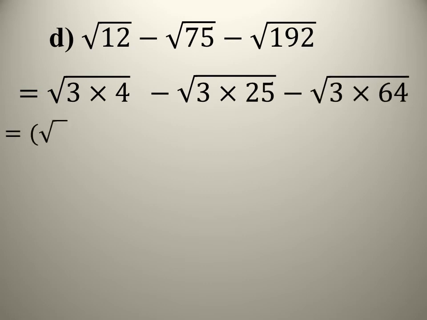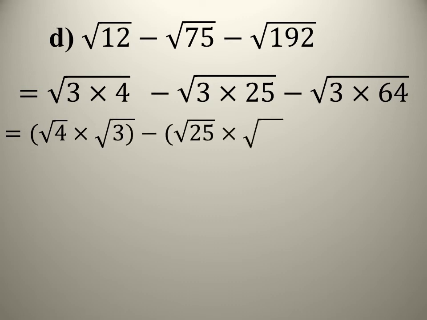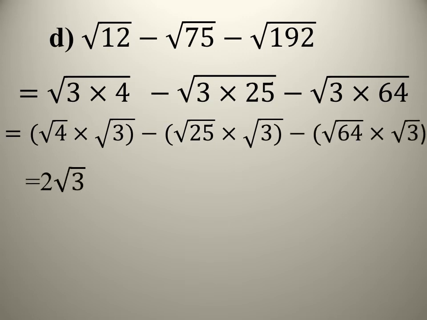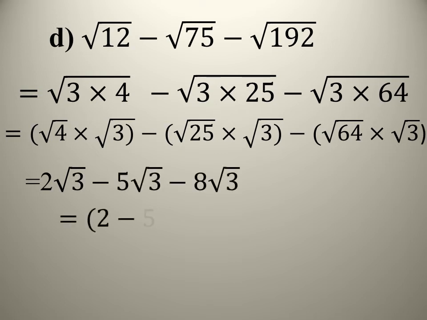This is the same as root 4 times root 3 minus root 25 times root 3 minus root 64 times root 3. This will give us 2 root 3 minus 5 root 3 minus 8 root 3. This will give us 2 minus 5 minus 8 root 3. Our answer will be minus 11 root 3.